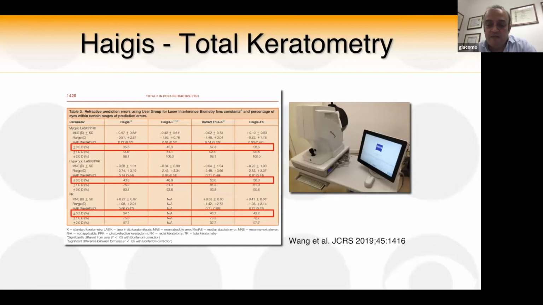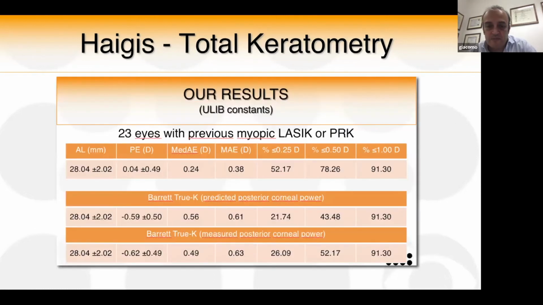A paper was published 3 years ago by Doug Koch and Li Wang showing better outcomes compared to Haigis-L and Barrett True-K. But in my experience, we have 28 eyes, not yet enough to publish, and we have as many as 80% of eyes with a prediction error within half a diopter. And you see, okay, this is not updated here. There were 23 eyes, now there are 28, and the percentage is even better.